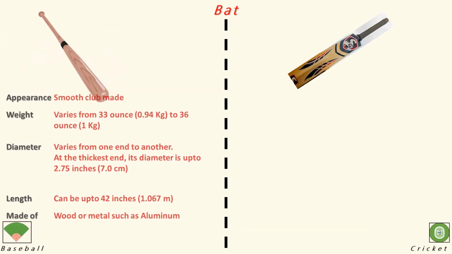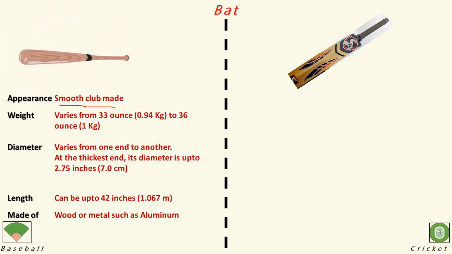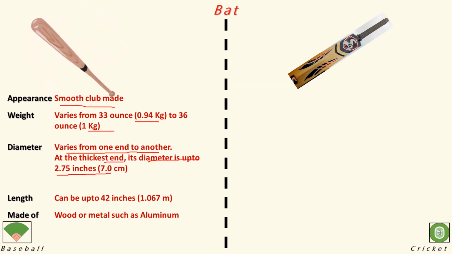Let's now have a look at the baseball bat. It's a smooth club which is made of wood or metal such as aluminum. Its weight varies from 0.94 kg to 1 kg, and its diameter varies from one end to the other. The diameter is up to 2.75 inches at the thickest end. Its length can be up to 42 inches.